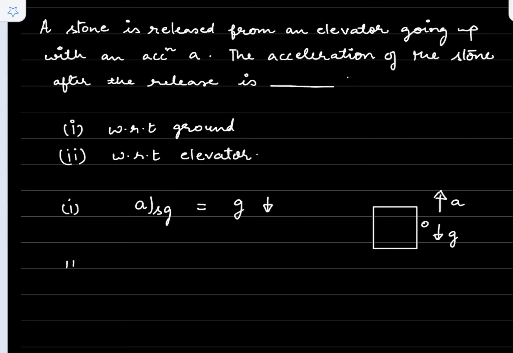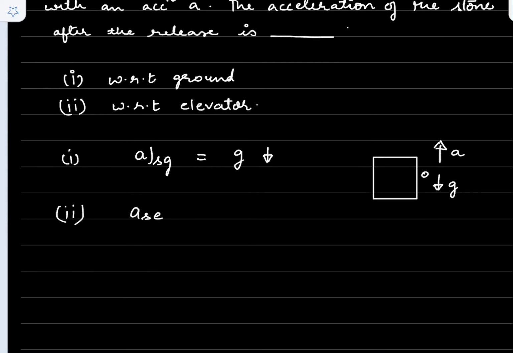Okay. Now if I want to calculate the acceleration of the stone with respect to elevator, see here, if this is an elevator and you see a stone which falls down, so initially when it is going down, it is having a gravity g downward. Also it was having an acceleration in the upward direction if I see with respect to elevator. Understood?